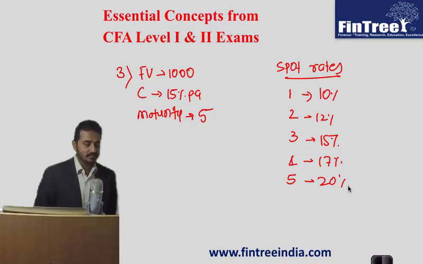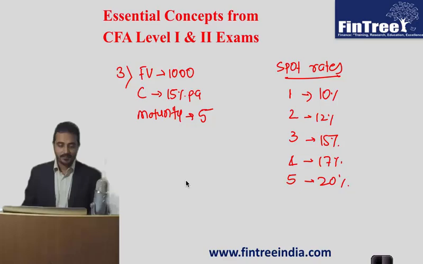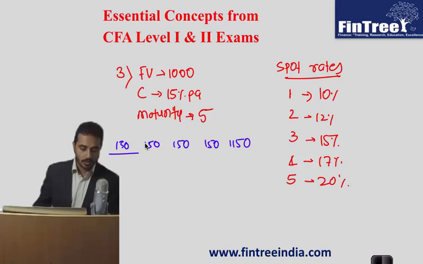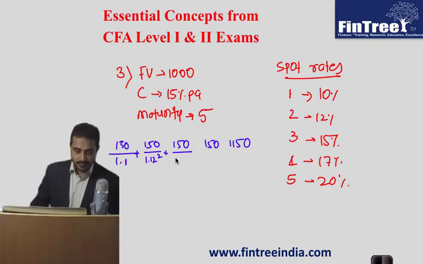All right, so how do you do it? You will have 5 cash flows in this bond. 150, 150, 150, 150, 1150. First cash flow is to be discounted using first year spot rate. So that would be 1.1 plus. Second one would be 1.12 raised to 2 plus 1.15 raised to 3 plus 1.17 raised to 4 plus 1.2 raised to 5 equal to.